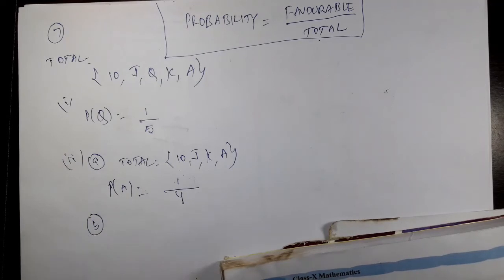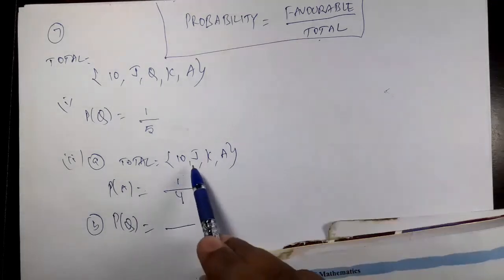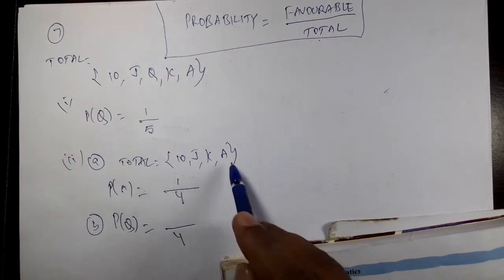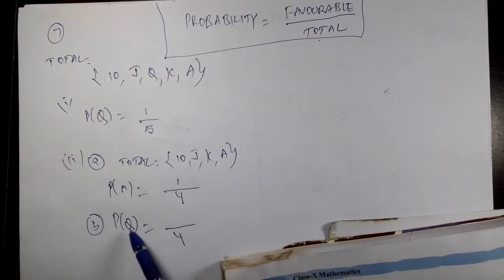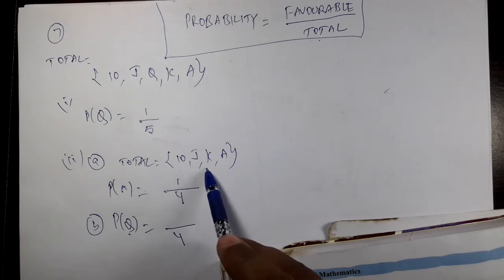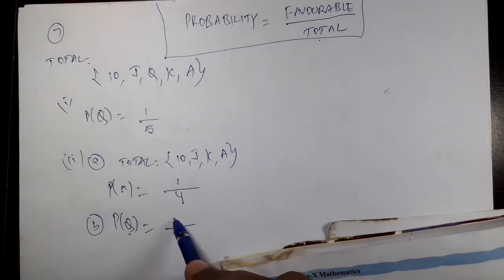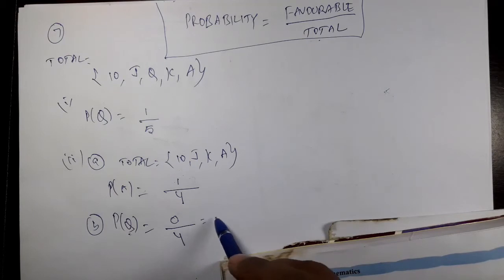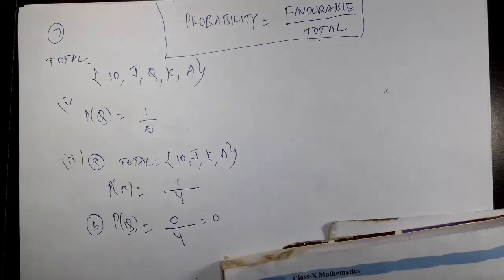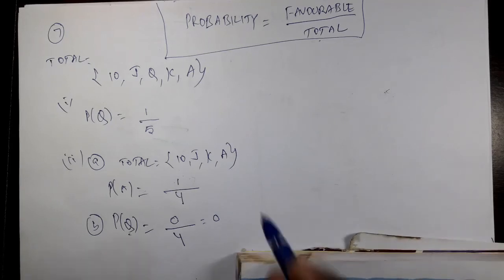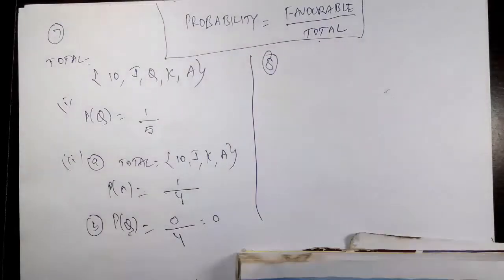Part B of this. What is B? Queen. Probability of getting a queen. You tell me. Denominator is total. Total is 4. Coming to numerator, how many of these 4 are queens? Is it queen? No. Queen? No. Queen? No. No queen is there. So 0 are favorable. So this is 0. That is the impossible event, because there is no queen out of this. In these 4 cards, you cannot get a queen card. That's all. That is question number 7. Now question number 8.